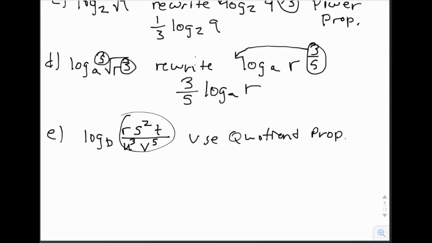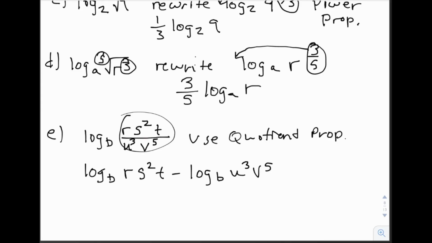In this case, we know that we'll have a log base b, and then we'll have the top portion. So that is going to be r, s to the second, t, and then when dealing with our quotient property, again, we'll have a minus here, and then log base b, and then what is our bottom? Well, we have u raised to the 3rd, and then finally v to the fifth.